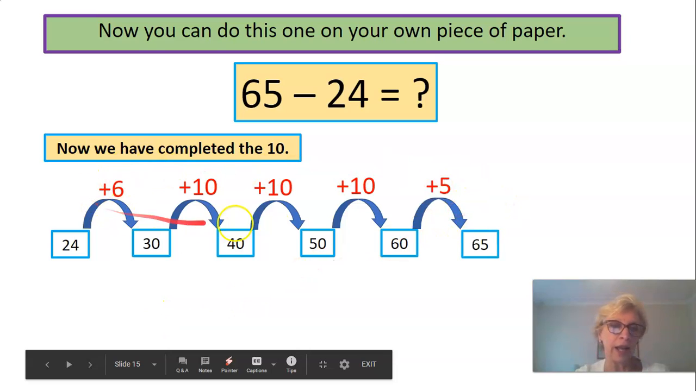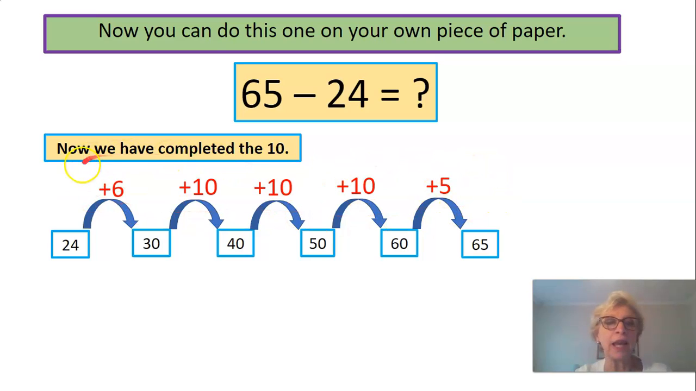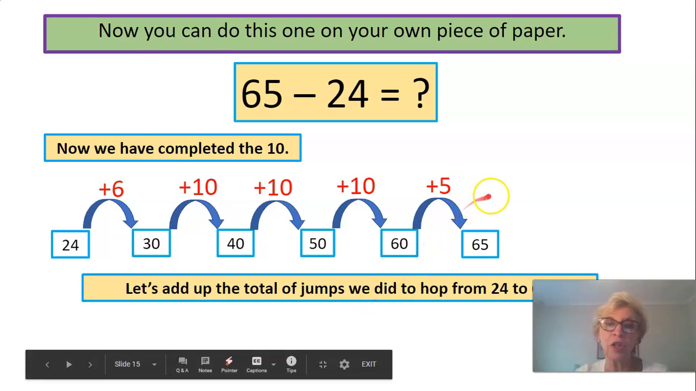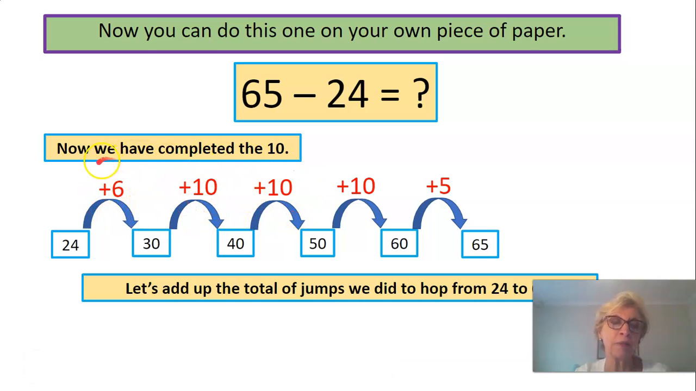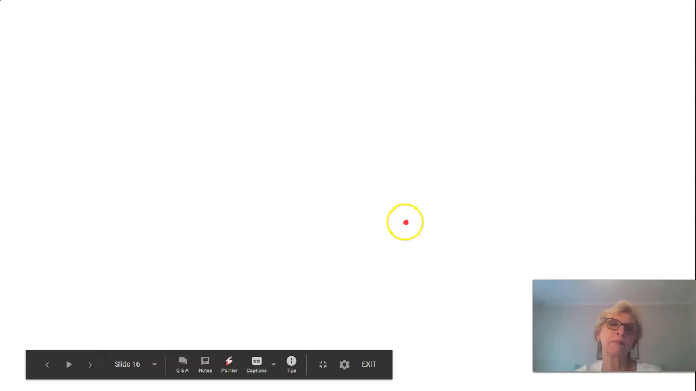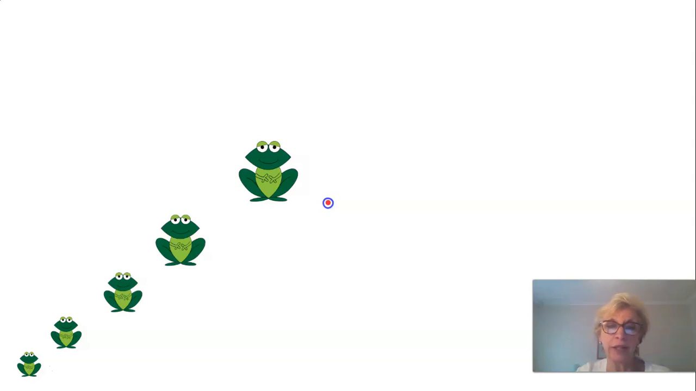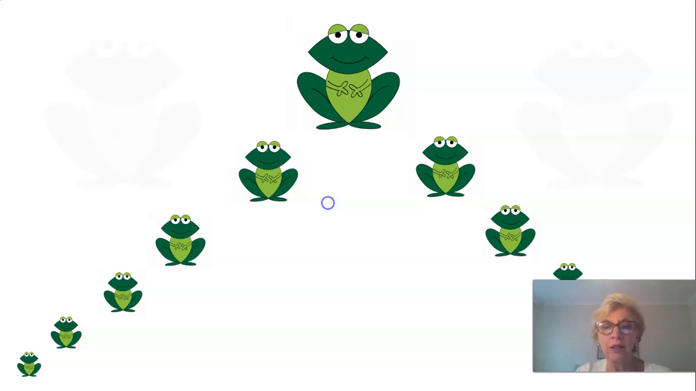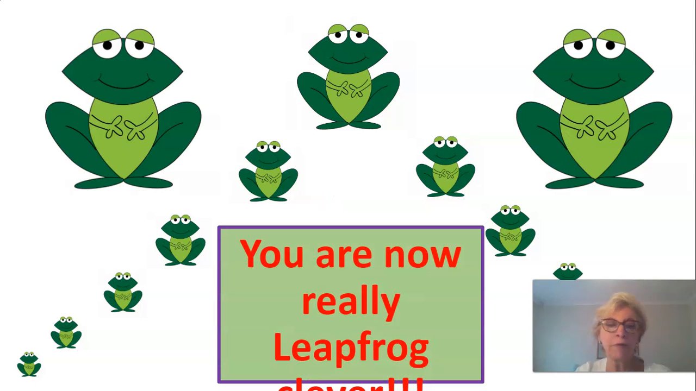And now I can add up my little red jumps to see how many jumps it took me to jump from 24 to 65. But notice I did a little jump of 6, and then I did bigger jumps of 10. And then a little jump of 5, and I got to 65. So let's add up the total jumps, and starting from 10 again, 10 plus 10 plus 10 is 30. 30 plus 6 is 36. Plus 5 is 41. Superstars. I can safely say, everybody in grade 3, you are probably now totally leapfrog clever.